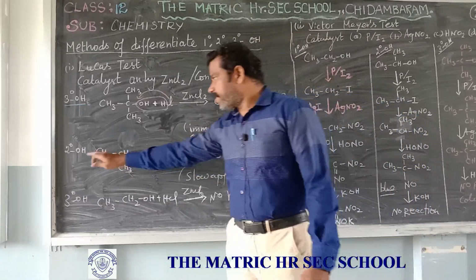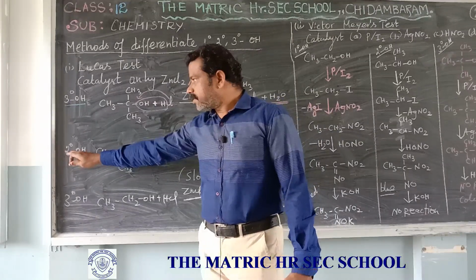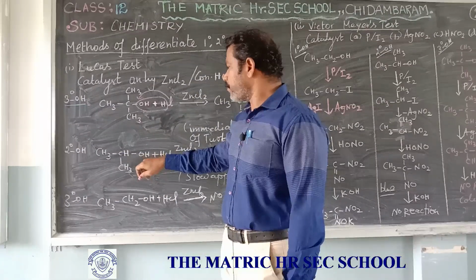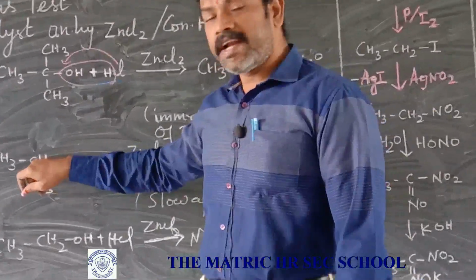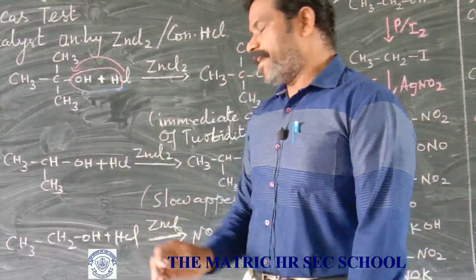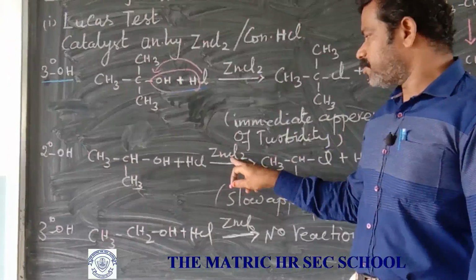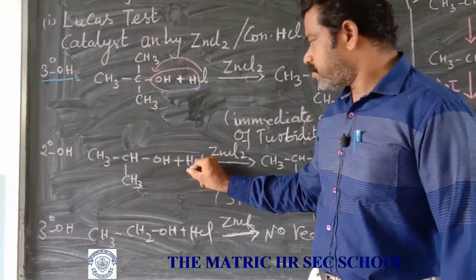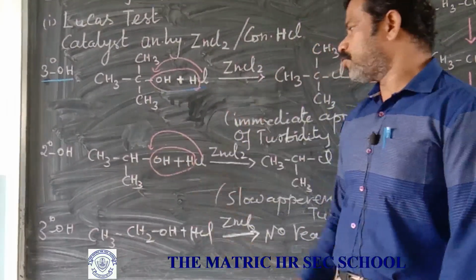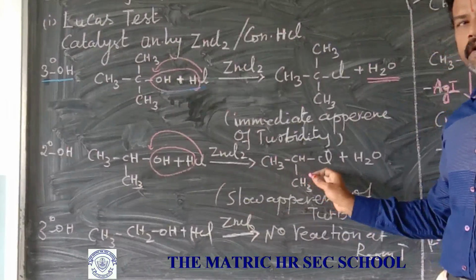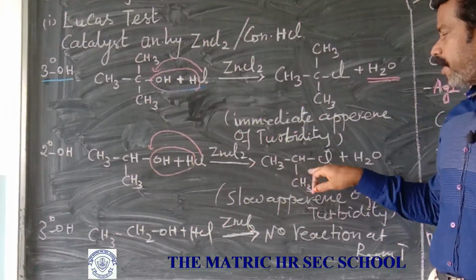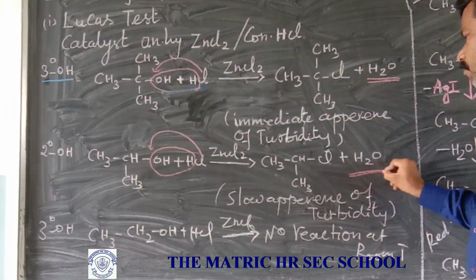Another one, I will take secondary butyl alcohol, or a secondary alcohol. A secondary alcohol means the hydroxyl-bearing carbon is directly attached to two alkyl groups. With the same catalyst, zinc chloride and hydrochloric acid, the water molecule goes out and chlorine is substituted at this part. So you will get isopropyl chloride, or 2-chloropropane, and water is released.